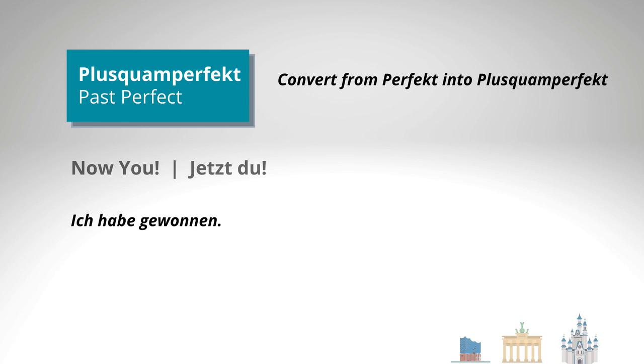So the same sentence in the Plusquamperfekt would be ich hatte gefunden. Our Hilfsverb is haben, and all we need to do is use its Präteritum form. In this case, hatte. Ich hatte. The Partizip 2, so gefunden, stays exactly the same. Are you ready for another example?